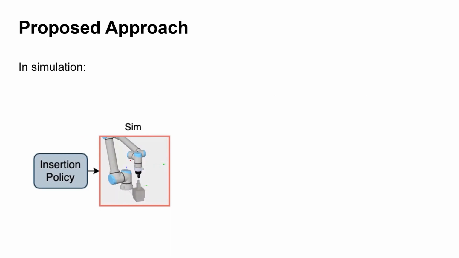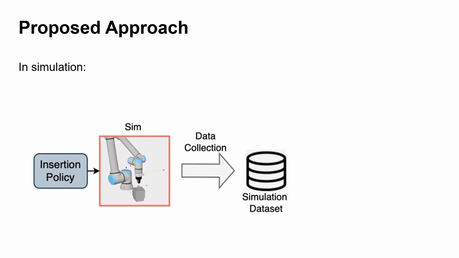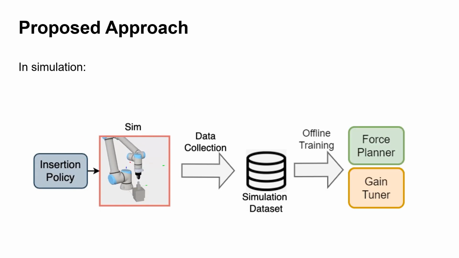Our proposed approach consists of two phases. First, we collect an insertion dataset in simulation using a reinforcement learning agent to offline train two networks: a gain tuner, which predicts the suitable compliance gains to achieve the desired force, and a force planner, which plans the robot motion and next contact force to achieve a desired return.